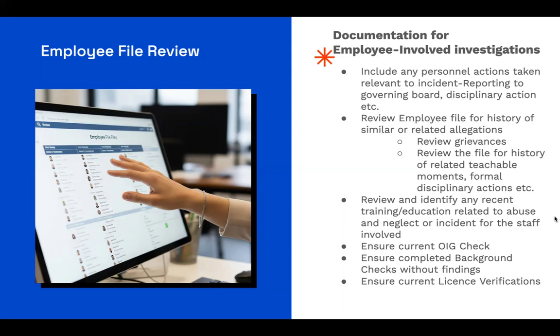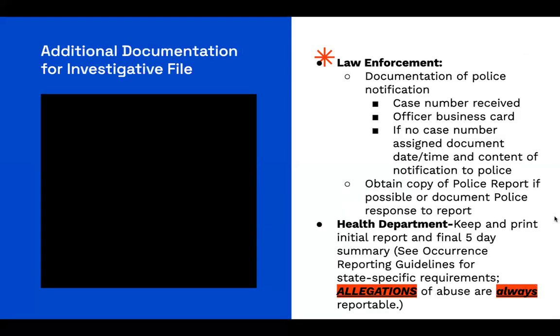So if you use Relias or some other kind of education training platform, find that information, print it out, have it available. You might find that you actually need to do some updated stuff. You all may also want to check that there's a current OIG check, ensure that the completed background is in place without findings, and make sure license verifications are up to date.